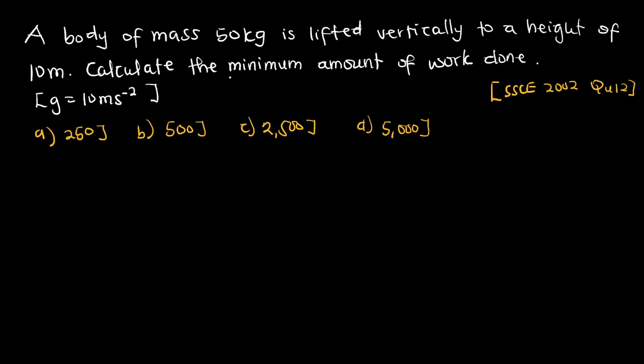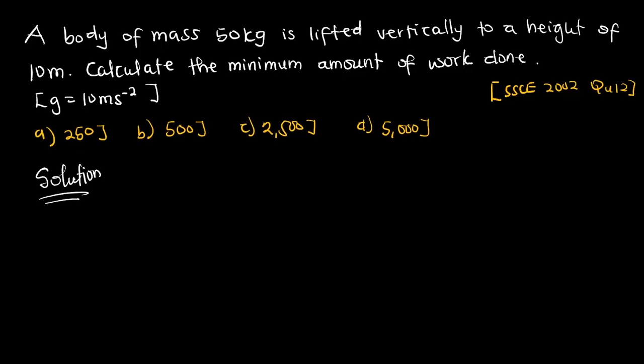We are to calculate the minimum amount of work done, given that gravity is 10 meters per second squared. This is the SSE 2002 question number 12. Here are our possible choice options: option A, 250 joules, option B, 500 joules, option C, 2500 joules, and option D, 5000 joules. All right, so let's proceed to look at the solution to this problem.